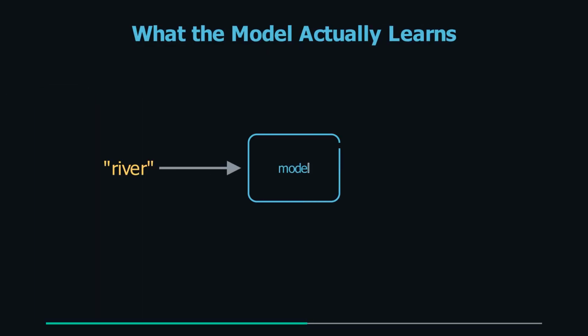Nobody manually writes these questions. During training, the model learns hundreds of its own subtle features, things far stranger than sweetness or size, and every word gets scored on all of them at once.